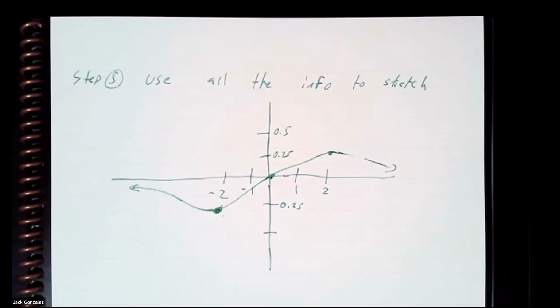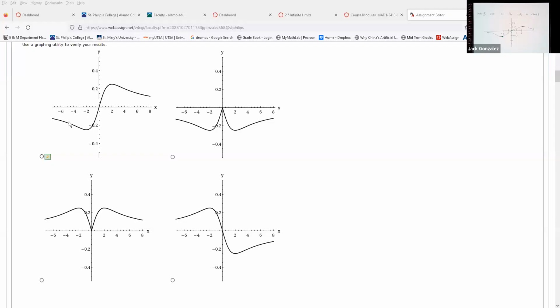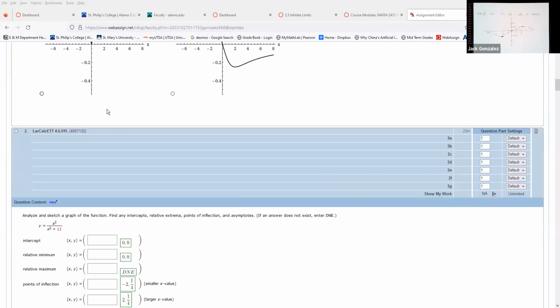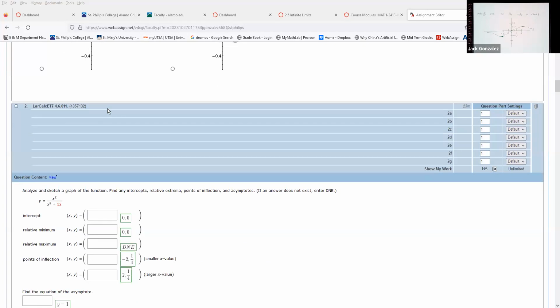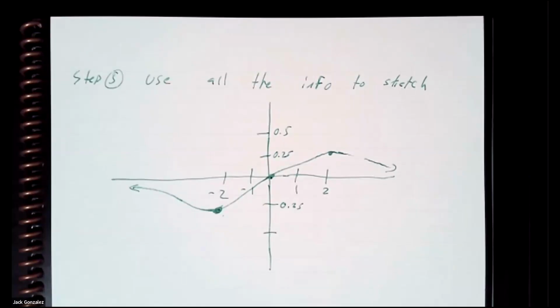Alrighty. Let's look at the graph. So theirs is way better, right? But not bad for having that information. All right. Any questions on the first example? You see they're kind of long, right?